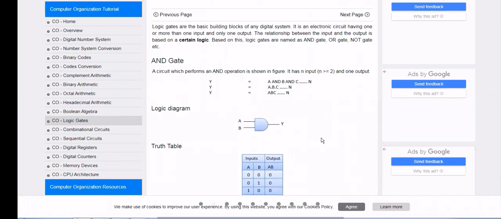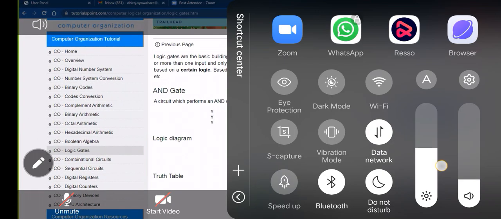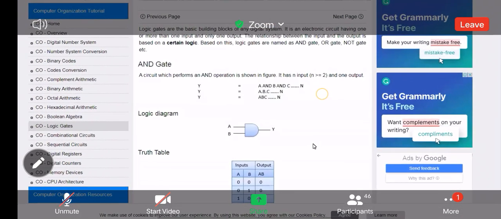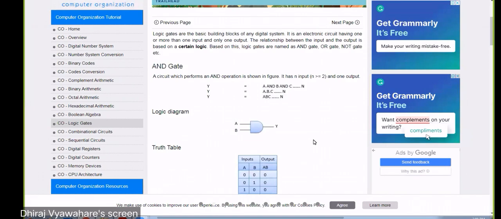Digital means what? 0 and 1. There is nothing in between those quantities. But when we see analog, it is continuous. If you are filling air in your tire, what is the volume or pressure you are filling? It is a continuous process. How temperature increases, how temperature decreases, how water boils. It is not discrete.